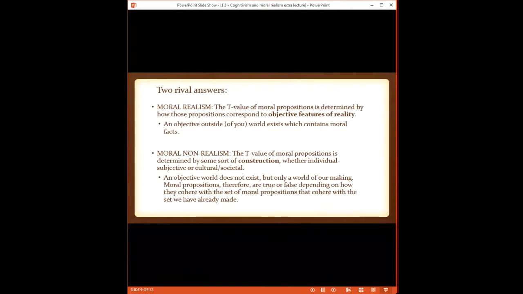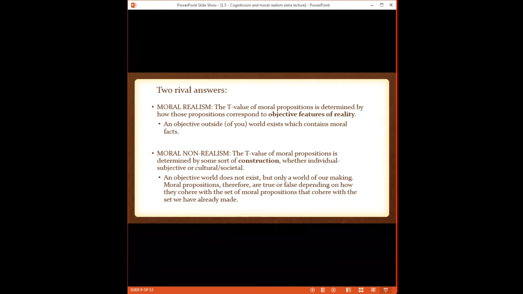And I went over them a little bit earlier in this lecture, but there's moral realism and there's moral non-realism. And basically what these positions are is this. For realism, the truth value of moral propositions, that is, of these moral claims that we're making, is determined by how those propositions correspond to objective features of reality. That indeed there is a moral world out there, just like there's a scientific world out there outside of ourselves. And when our moral claims are true, it's because they correspond to that reality.